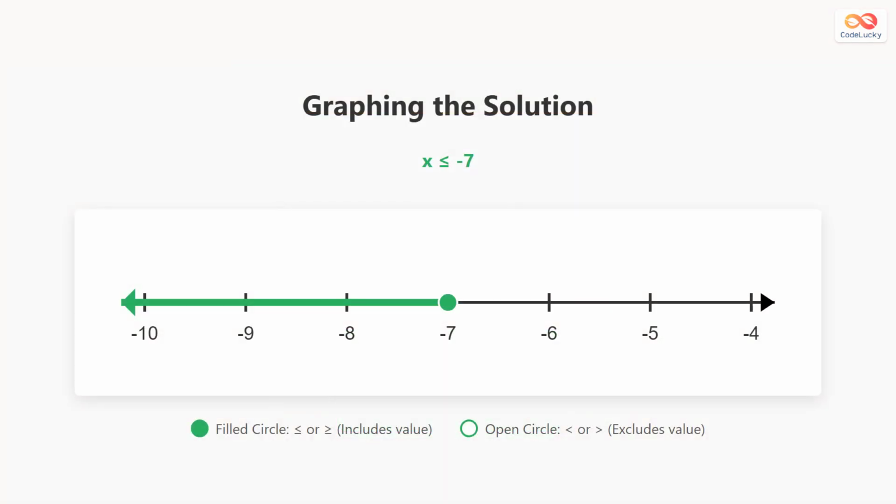Let's visualize that solution on a number line. Our answer was x is less than or equal to negative 7. First, we find negative 7 on the line. Since the symbol includes or equal to, we draw a filled, solid circle. The inequality points to the values less than negative 7, so we shade the line to the left.